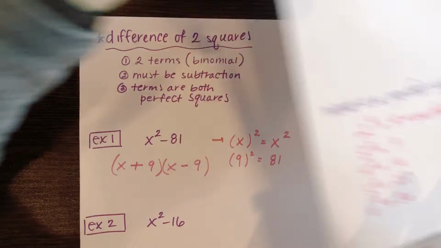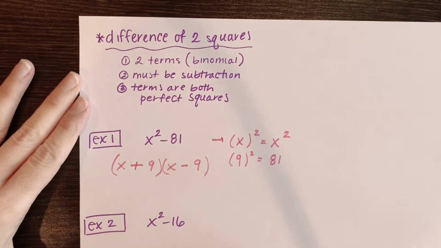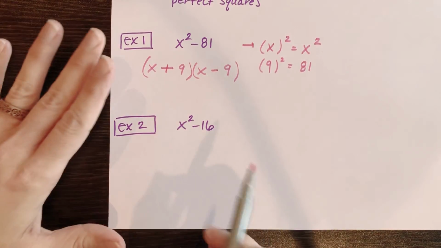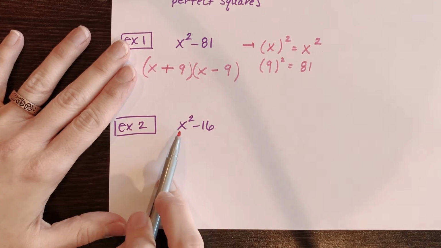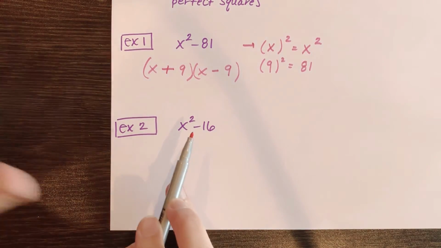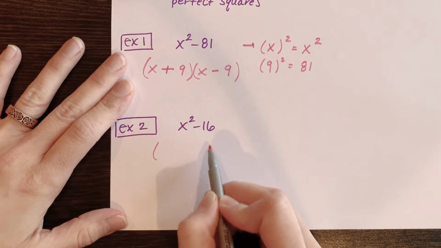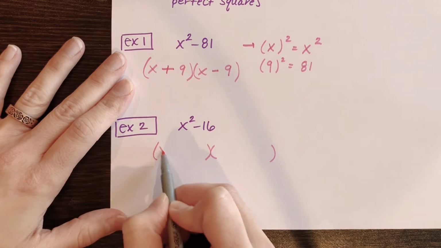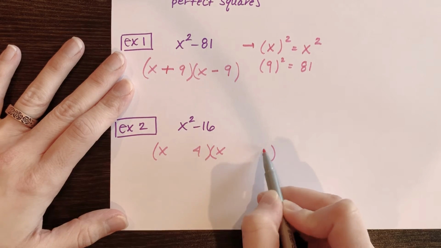It's actually super easy once you recognize the pattern. Let's take a look at another one. Two terms, x squared, 16 is 4 squared. There's a minus sign in between, so here I go. Double bubble, x and x, 4 and 4.